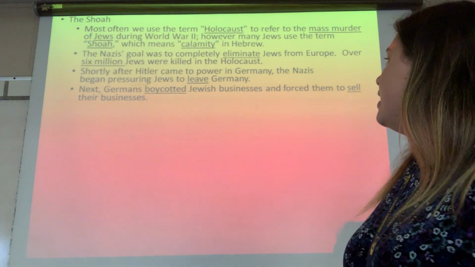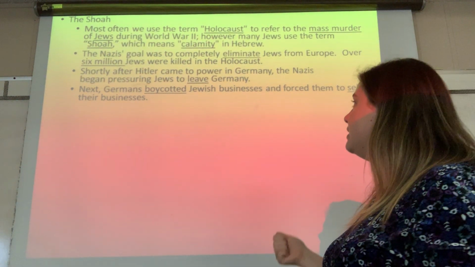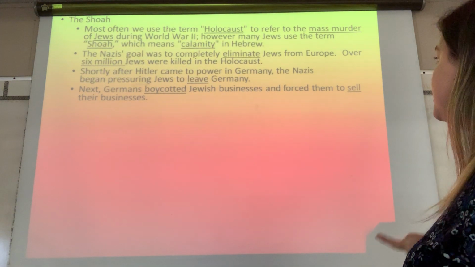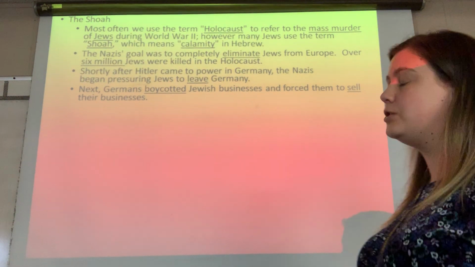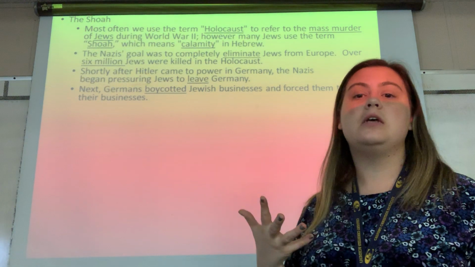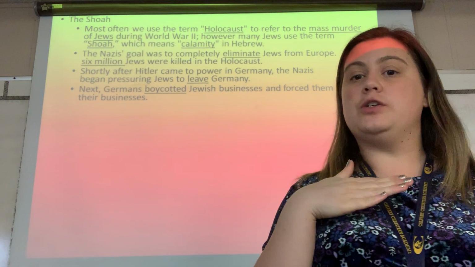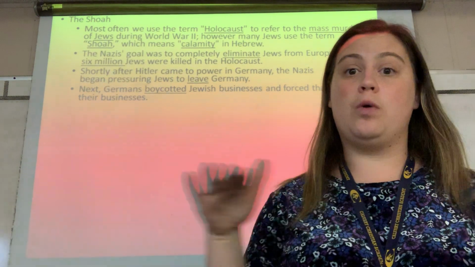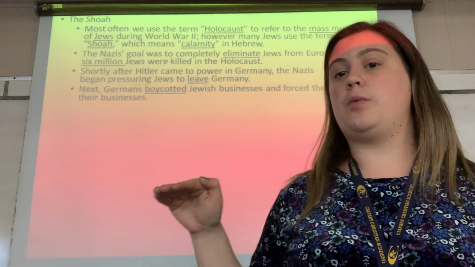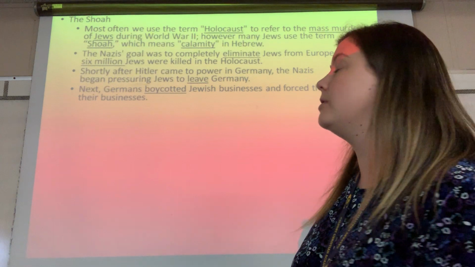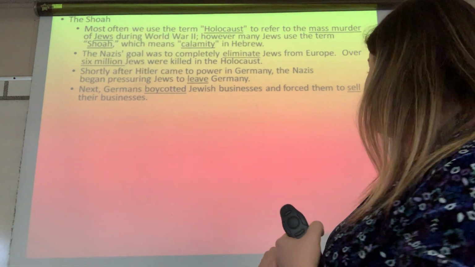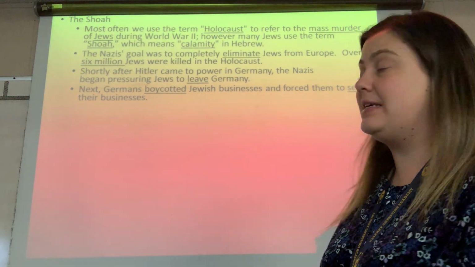All right, so they pressured Jews to leave Germany. Next, we talked about this: Germans boycotted Jewish businesses and forced them to sell their businesses. If you're not familiar with the term boycott, that means you're not going to go to a certain place. So Germans boycotting Jewish businesses meant that they were no longer going to go to Jewish businesses. They were not going to buy things from Jewish businesses. So that was kind of the first step, and then eventually they just weren't allowed to own businesses anymore at all.